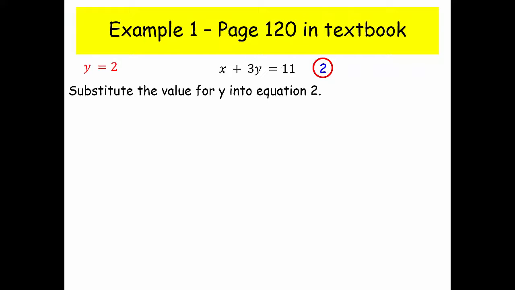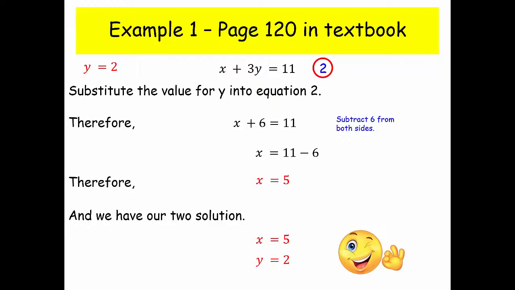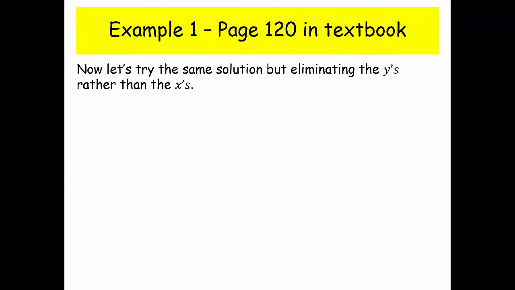We're going to put in y equals 2, and we'll end up with x plus 3 times y gives us 6 equals 11. So if we subtract 6 from both sides, we'll get the x on its own. We'll get x equals 11 minus 6, or x equals 5. So we've solved our problem. We've got x equals 5 and y equals 2. Easy peasy. Now let's try the same solution but eliminating the y's rather than the x's.